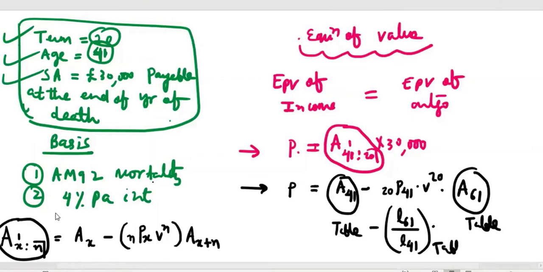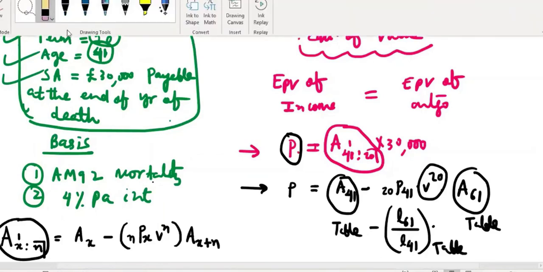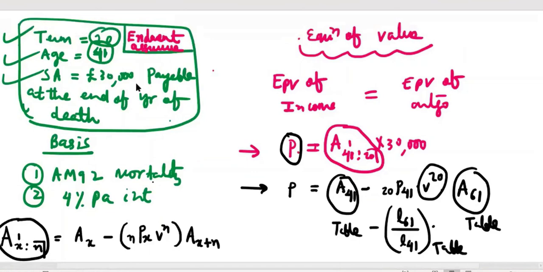This is also a table, and you can multiply this using a calculator. That's all. So you can do it this way. Now I'm changing this one. The next question is, when this is an endowment, then how can you find it?